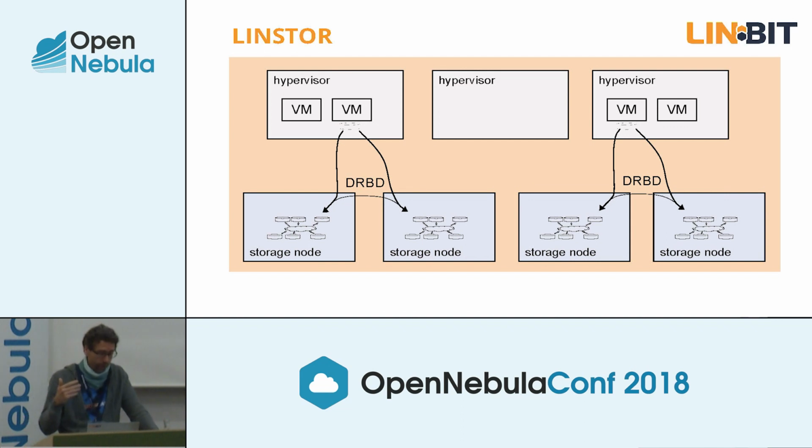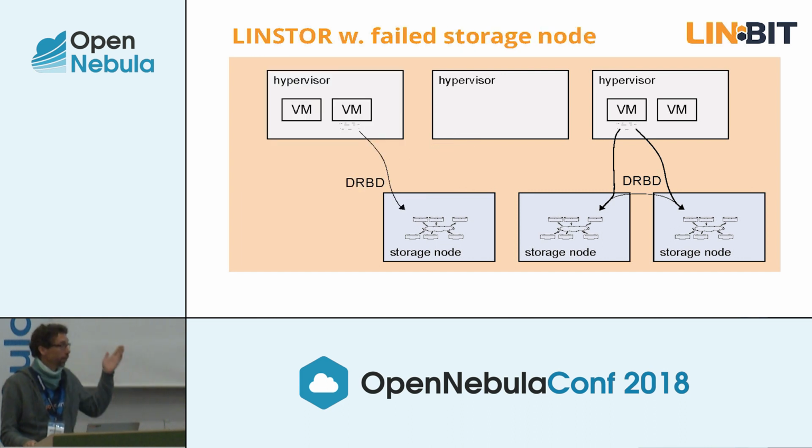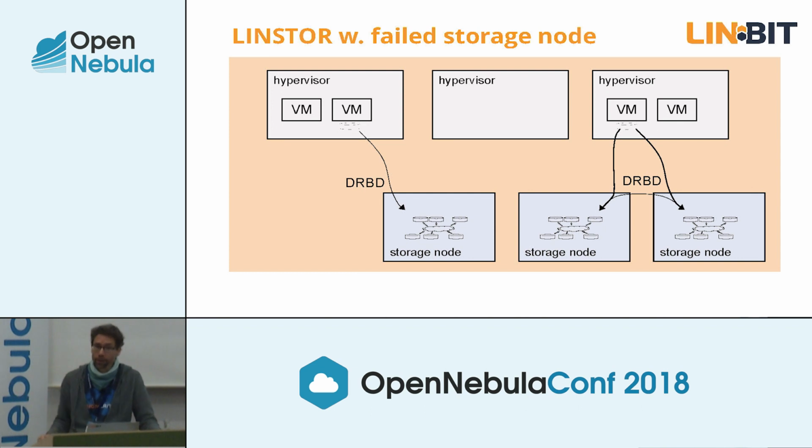So to make your picture in mind a little more clear, in case you have distinct hypervisor and storage nodes, it could look like that. And obviously, we can lose a hypervisor node, no problem. We simply access the same storage. If we lose a storage node, well, still the VM continues to run. Now it's only one replica.